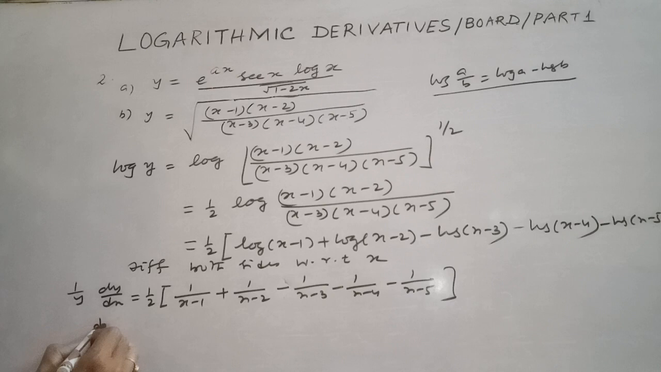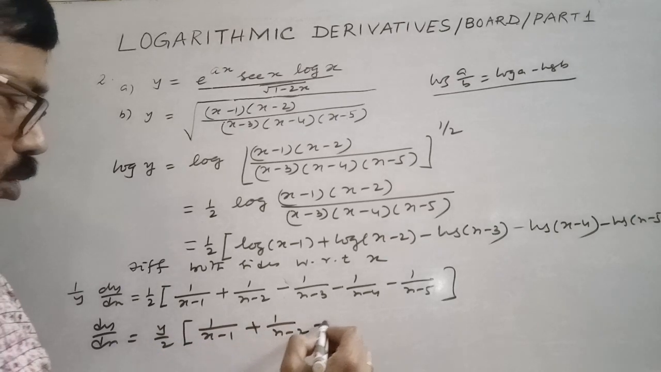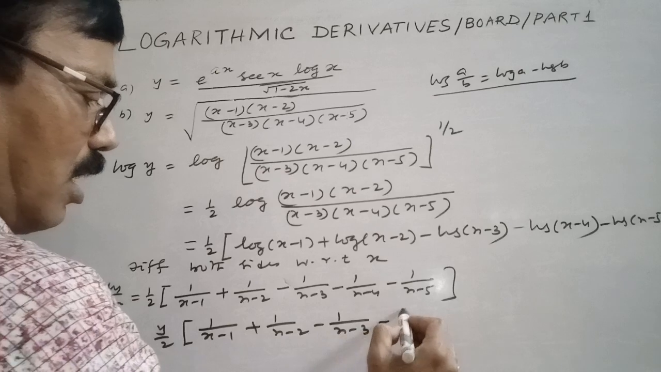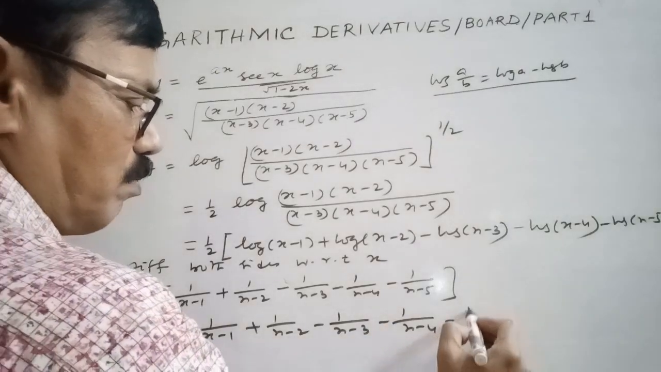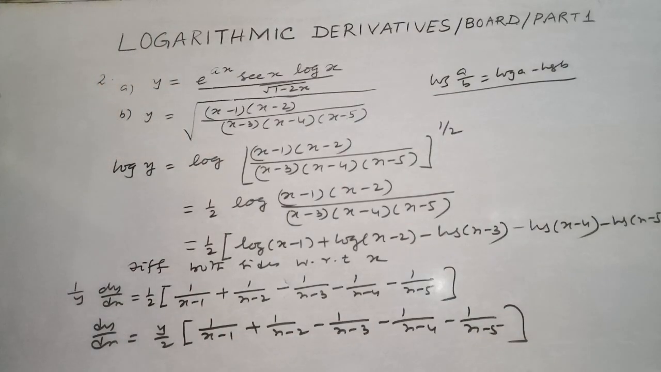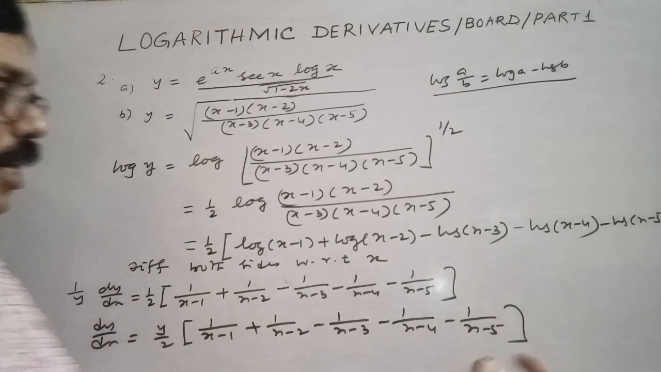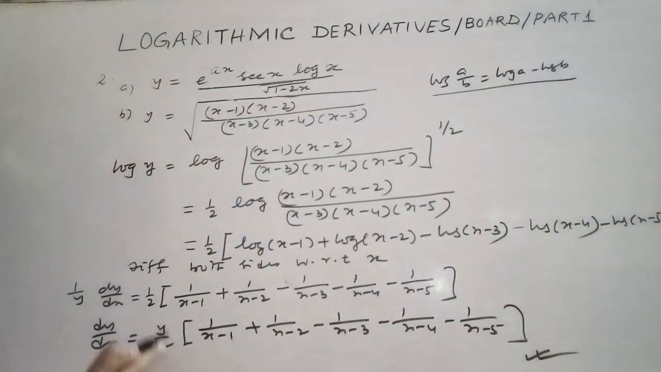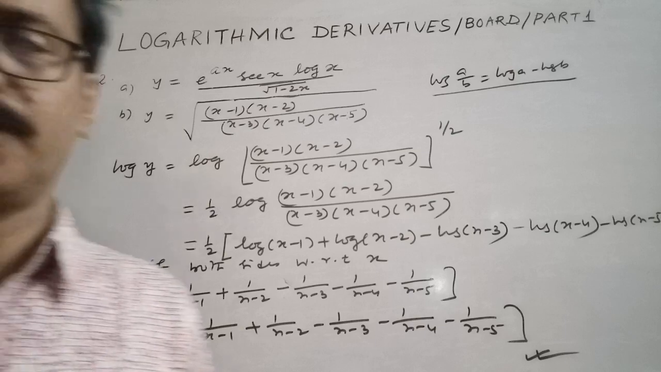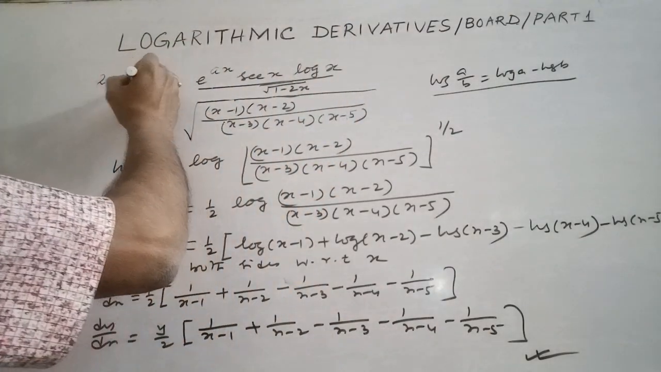Now what is dy by dx? y into, so y by 2 into 1 by x minus 1, 1 by x minus 2. The results are not in simplified form for logarithmic derivative. So you put the value of y. You must put the value of y to get the derivative. So you complete the first one.